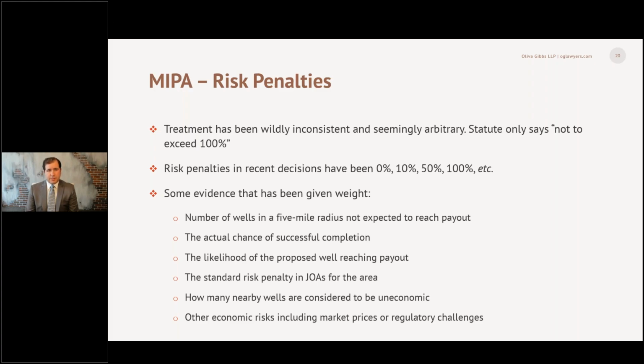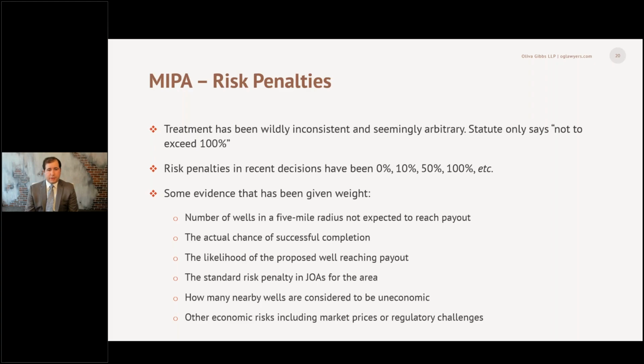In Texas, the risk penalties have been widely inconsistent and really seemingly arbitrary. All the statute says is that it must not exceed 100%. So really recent decisions have come out with, as long as your risk penalty is anywhere between that 0% and 100%, generally that's going to be allowed under the statute.